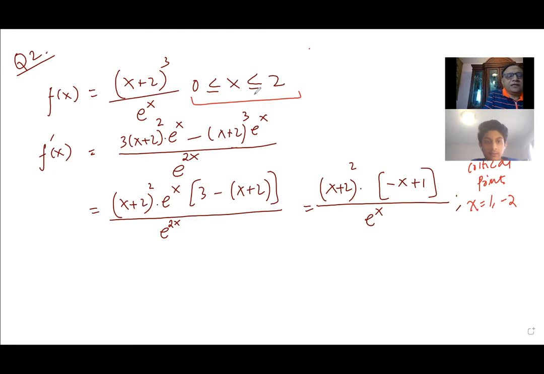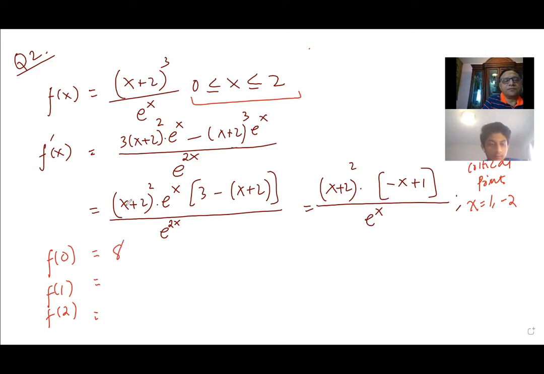So basically now we have to find the value of the function at 0, at 1, and at 2. Calculate, what do you get? Yes, sir. So at 0, we should get 8 over 1, so 8.